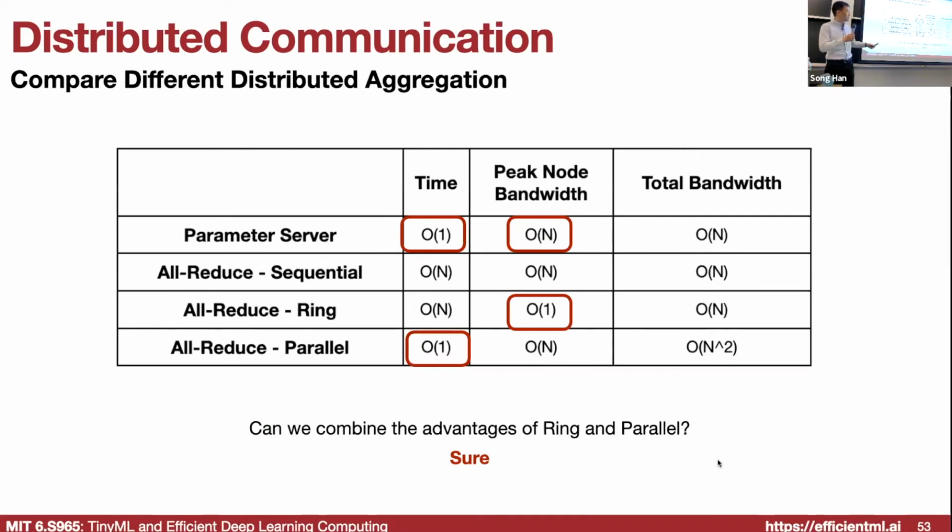So this is a summary of what we learned so far. Using the parameter server has O(1) time complexity, and peak node bandwidth is O(n), which is the bottleneck. We also proposed this all reduce method as a baseline. Both of them are slow, and then we can improve that by using this ring all reduce method. So we can reduce the peak node bandwidth to O(1), or we can use this parallel all reduce that can reduce the time to O(1).